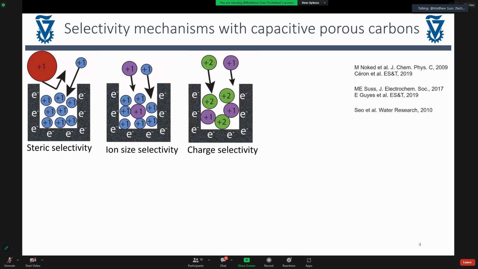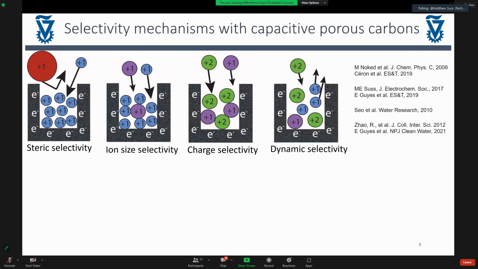Charge-based selectivity: capacitive deionization is an electrostatic technology, so it prefers to store the more highly charged ion, the +2 over the +1, for example, at long times and at high voltages. Dynamic selectivity, we've seen this happen before, where at short times you'll store +1, but then at long times it'll ion exchange and you'll store the +2. So at different times in the charging process, you can have different selectivities and different separations.